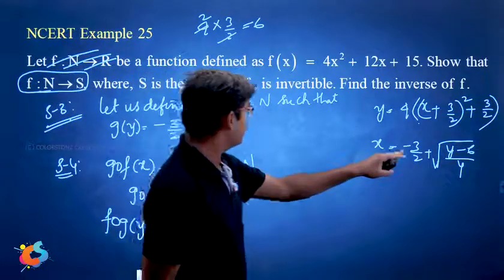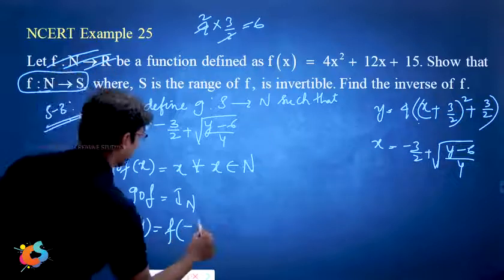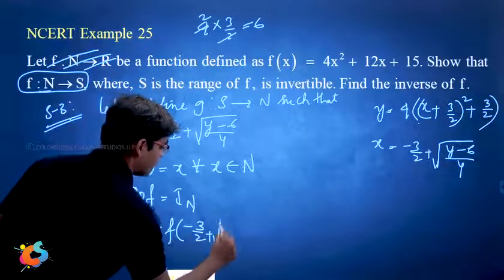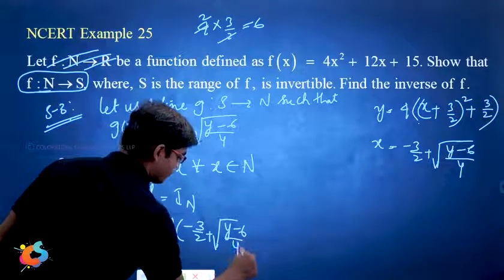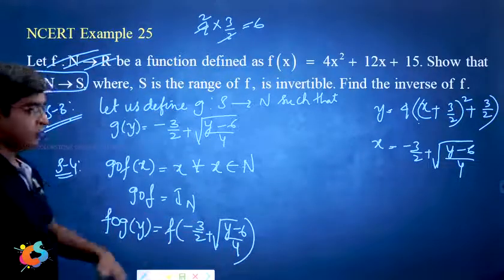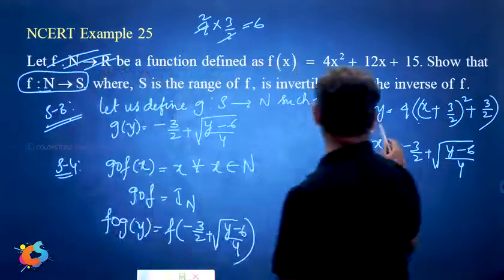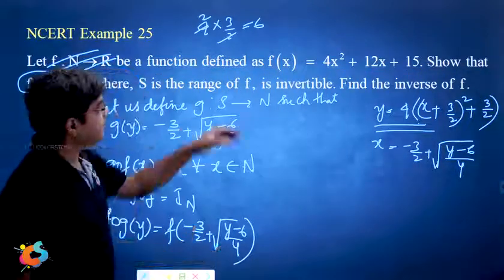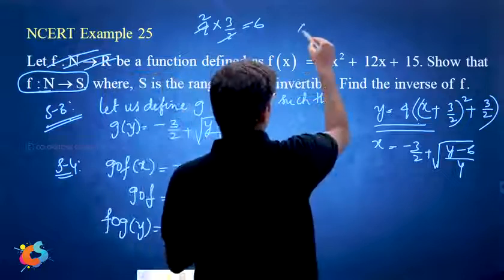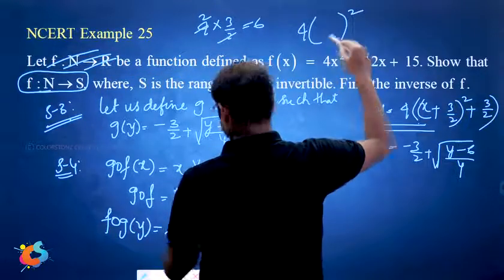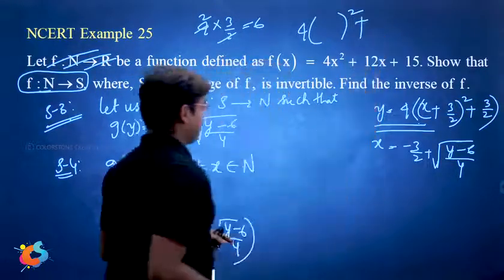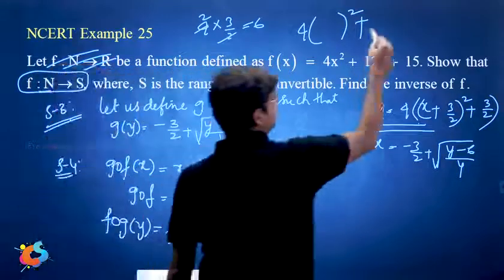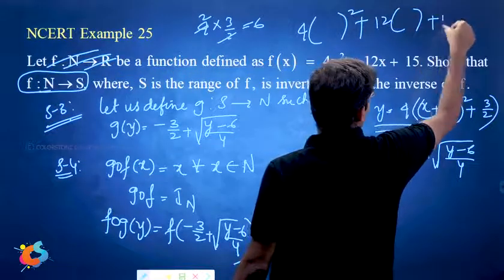g of y is minus 3 by 2 plus under root of y minus 6 divided by 4. Okay. Now you will understand why writing this as a perfect square is very important. If this is replaced here, then you will have 4 into something very big, this whole thing square, plus 12 into this whole big thing, plus 15.